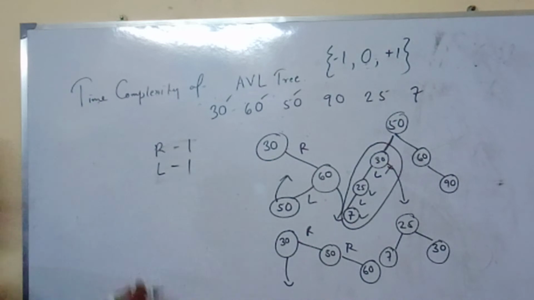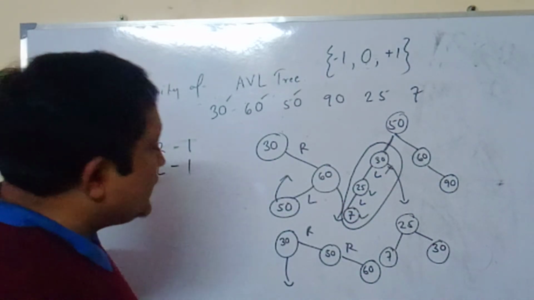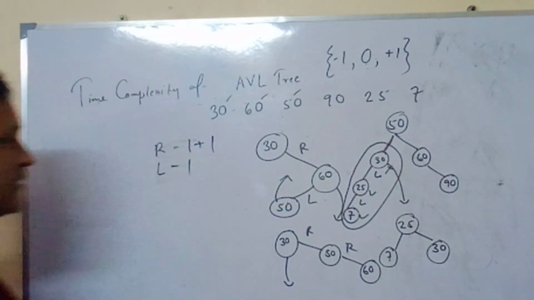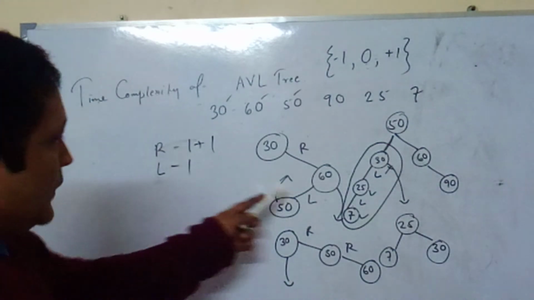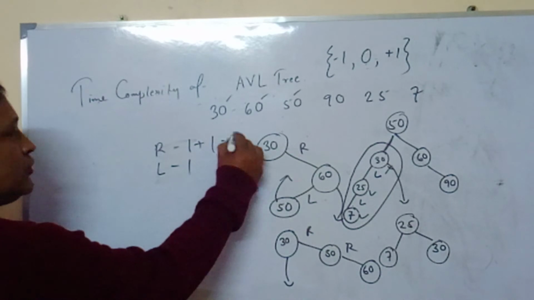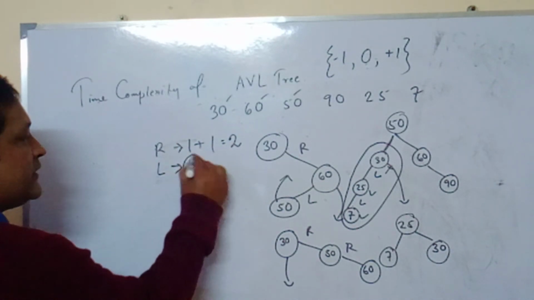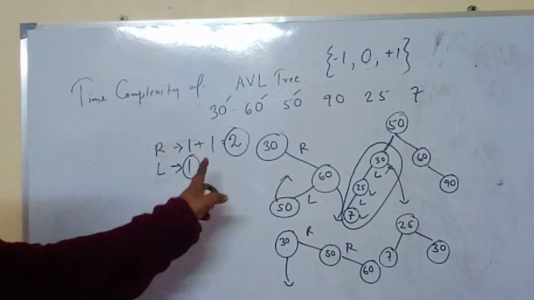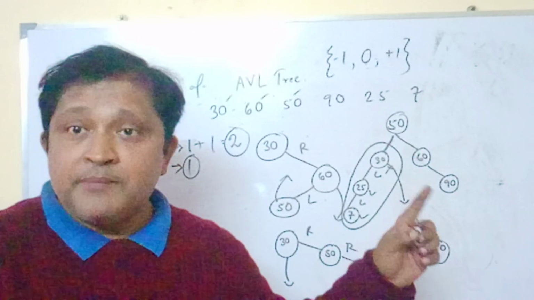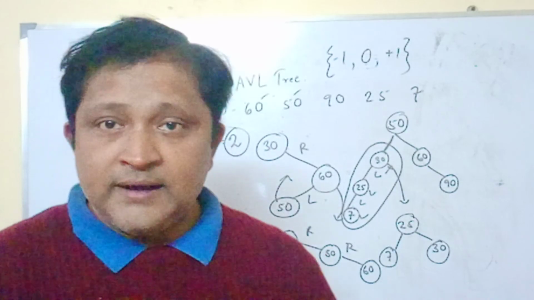Finally, how many rotations are used? Here 1 right rotation, then 1 left, 1 right, then 1 right. So total 2 right rotations and total 1 left rotation. Only 1 left rotation and 2 right rotations are required to insert these elements in a binary search tree and balance them to convert it into an AVL, height balanced tree.